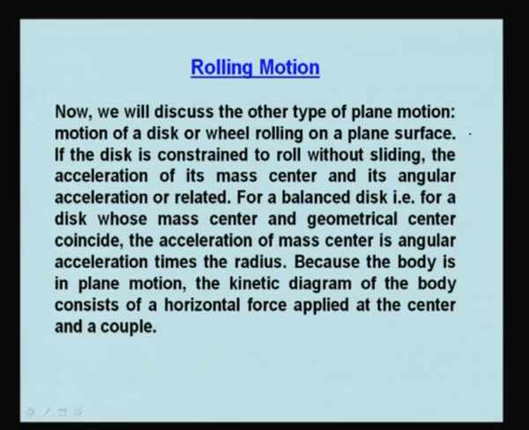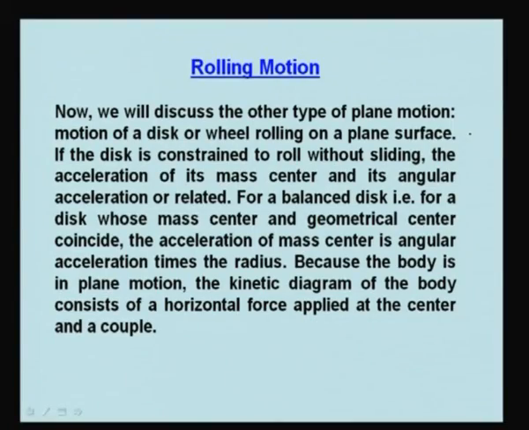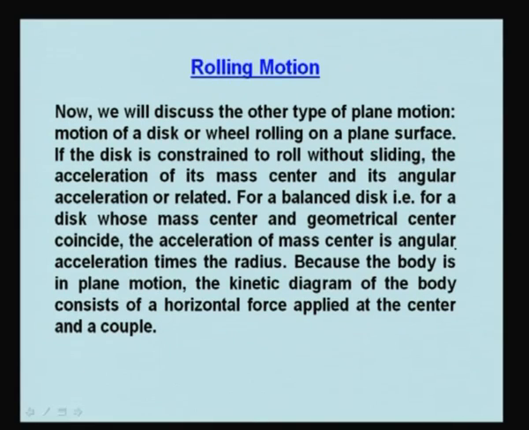A balanced disc is a disc whose mass center and geometric center coincide. Like if you have a cylinder, and its mass center is located at the center of the cylinder, then it is called balanced. But if the mass center is at some different location, then it is called an unbalanced disc. So in that case the acceleration of the mass center is the angular acceleration times the radius. Because the body is in plane motion, the kinetic diagram of the body consists of a horizontal force applied at the center and a couple.